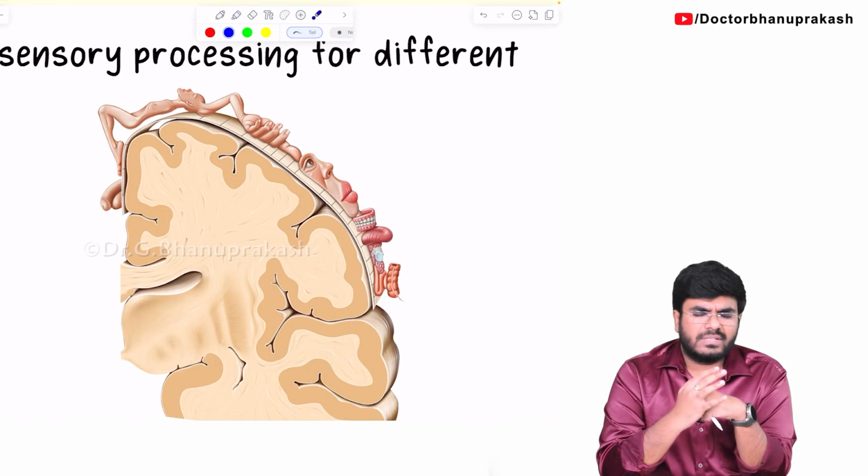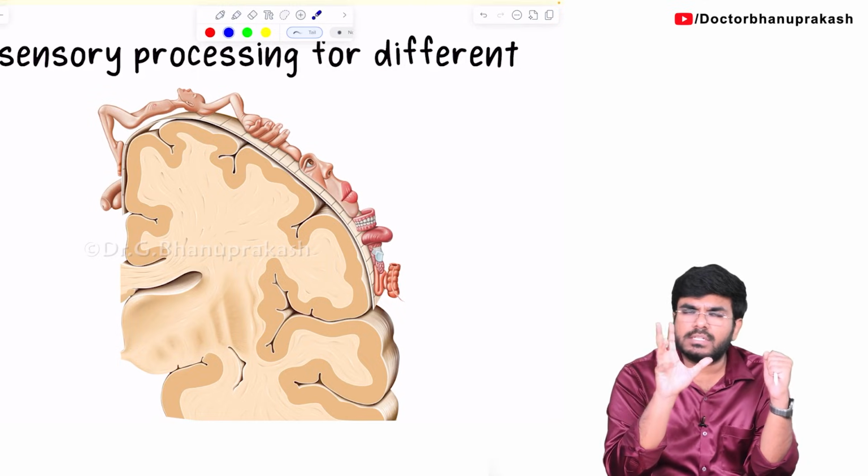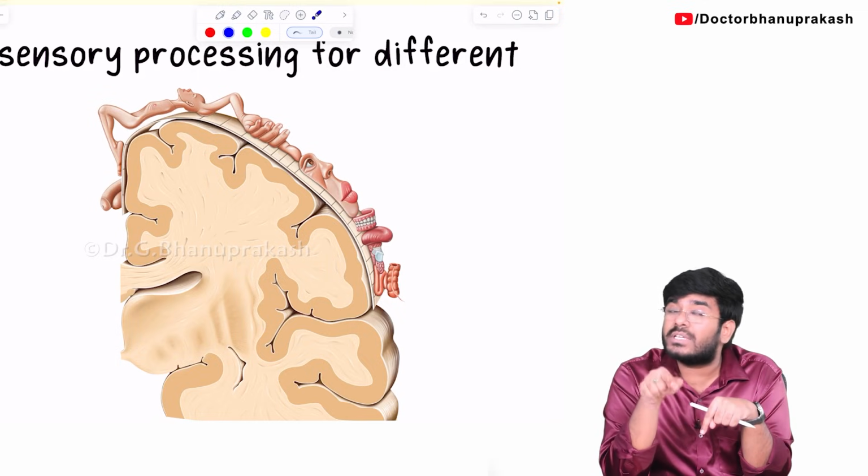But for now, whenever someone comes and touches you, the sensations will travel with the help of the first order neuron, second order neuron, third order neuron. All the sensations are going to the somatosensory cortex, and it is the somatosensory cortex where you are going to feel the sensations.